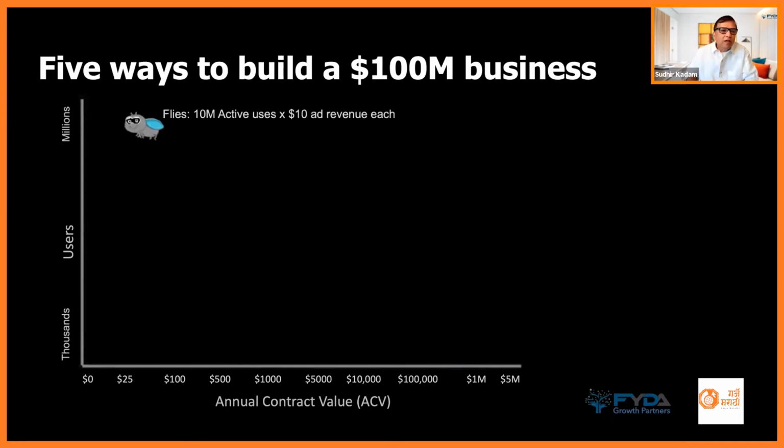Okay, so we have something called flies. We use these icons or mascots, from flies to elephants, to signify the size, the value of the product that you are trying to sell. So take the case of flies. If you want to build a $100 million business at $10 of ad revenue like Facebook, you need 10 million active users. Only then you can build a $100 million business, right?